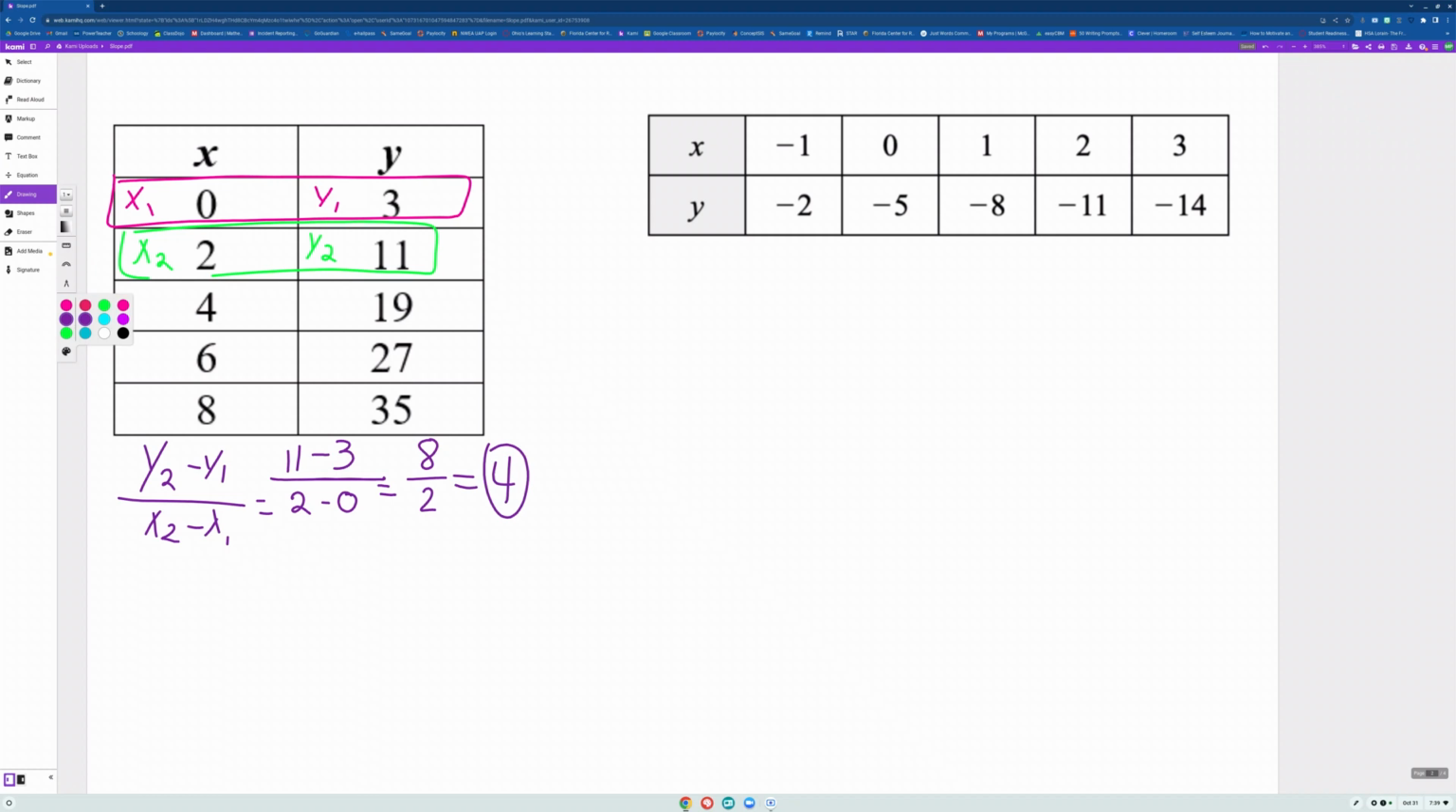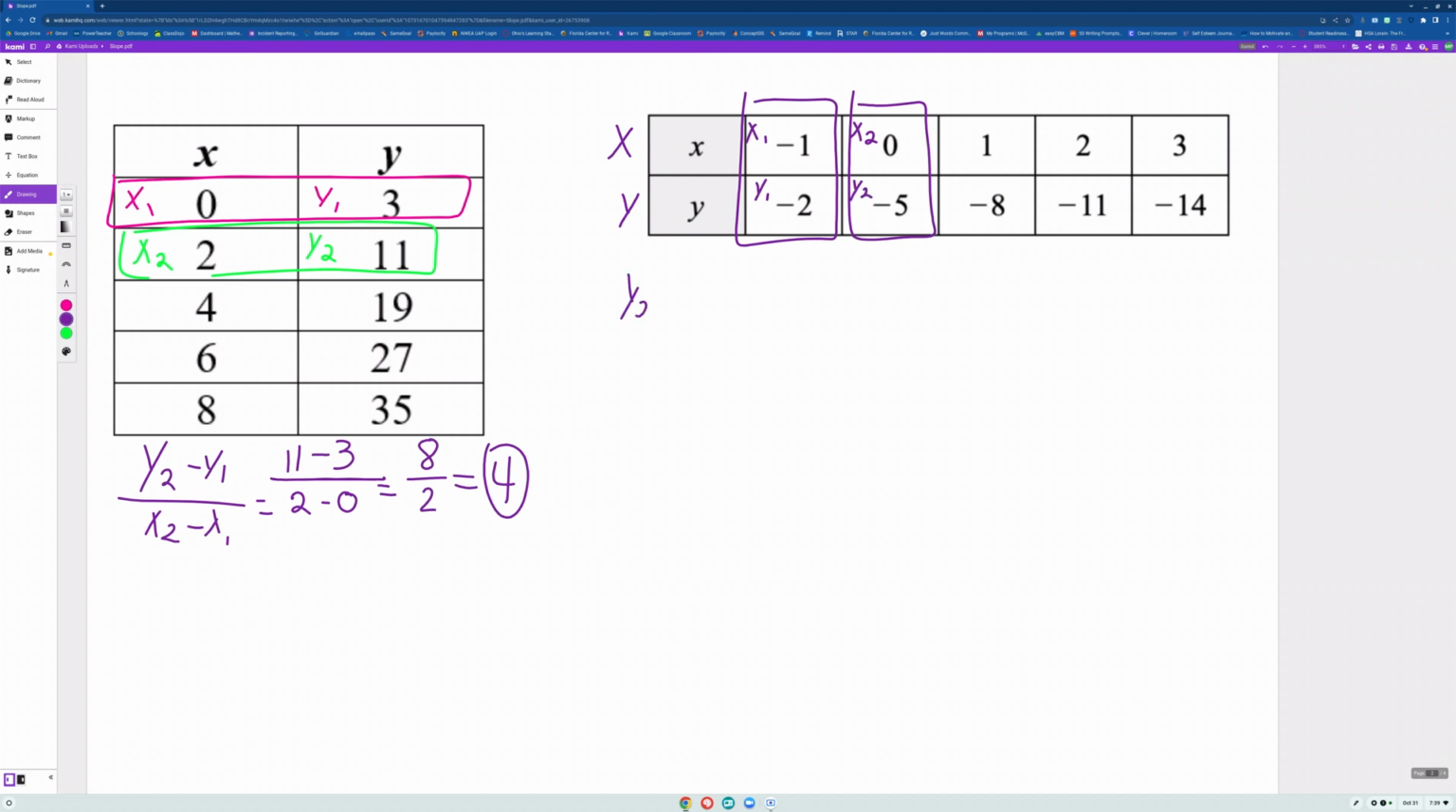Here, your x and your y are just in a different position. It's the same exact thing, but they just look a little different. So instead of these being your x and y pairs, that's not the case. Your x and your y pairs are going to be x here and y here. So my x1 is negative 1 and my y1 is negative 2. And then I have my second group. My x2 is going to be 0 and my y2 is going to be negative 5.